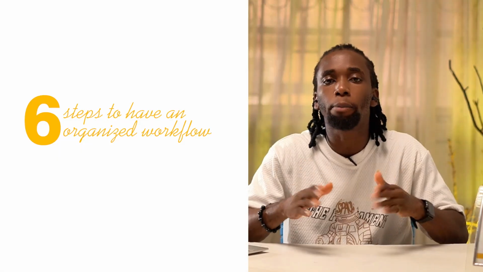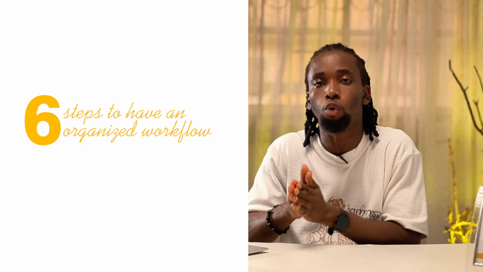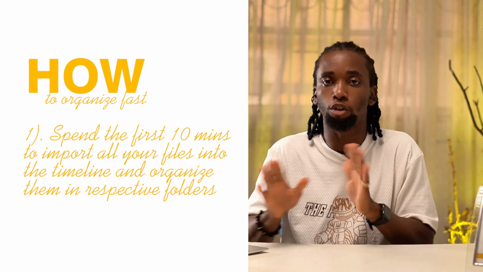How to organize fast. The best way to organize fast is to organize first. So I'm going to give you 6 steps in order to have an organized workflow so you can avoid chaos and have your files organized in your timeline. The first step is to spend the first 10 minutes, not 1 hour.